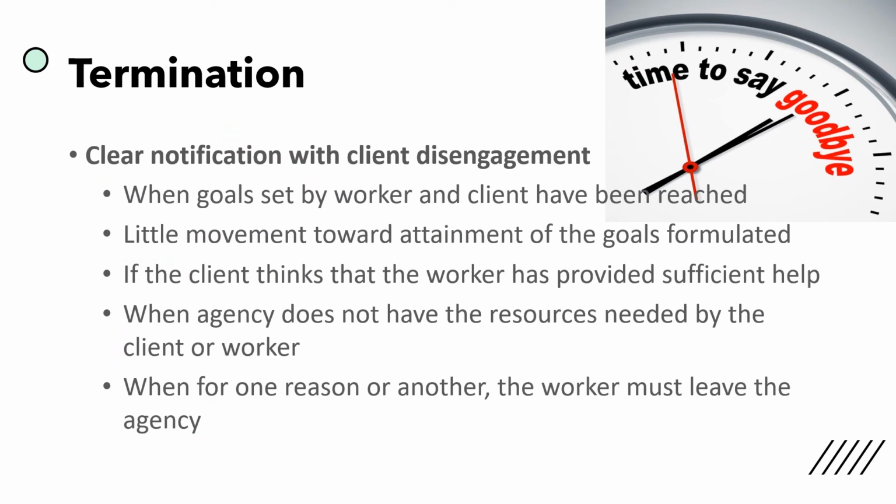Last step, termination. There are two terms used in relation to termination in social work: transfer and referral. Transfer is a process by which a client is referred by his or her social worker to another worker in the same agency because the former will no longer be able to continue working with the client, or the client or the worker thinks that another worker is in a better position to work with the client.